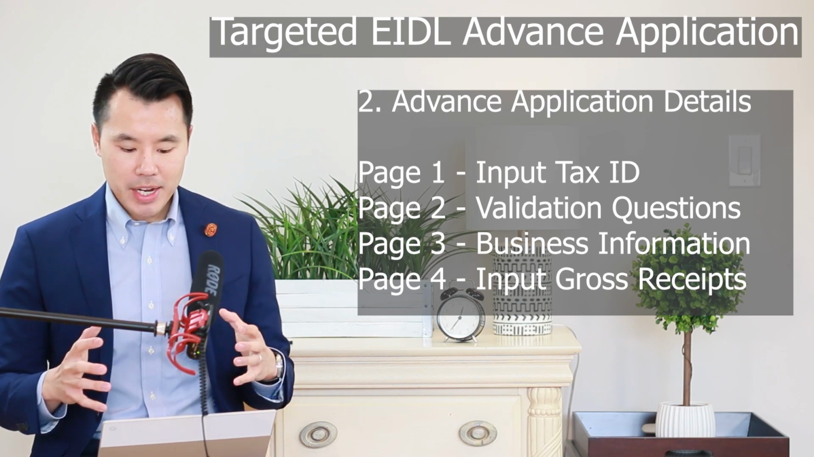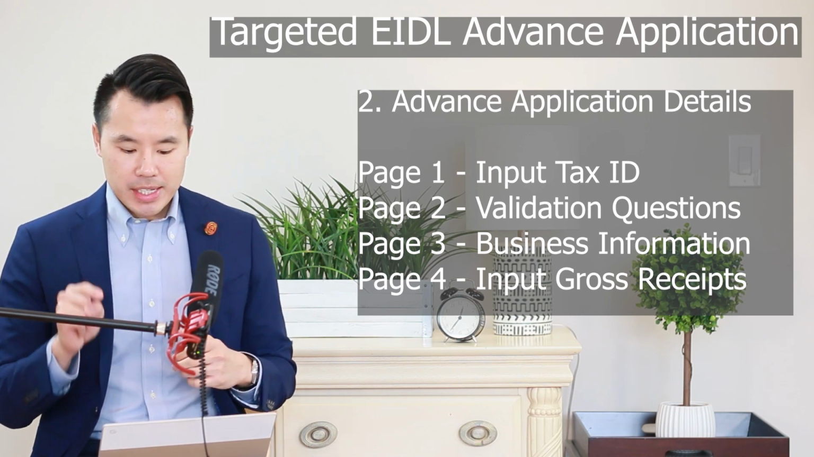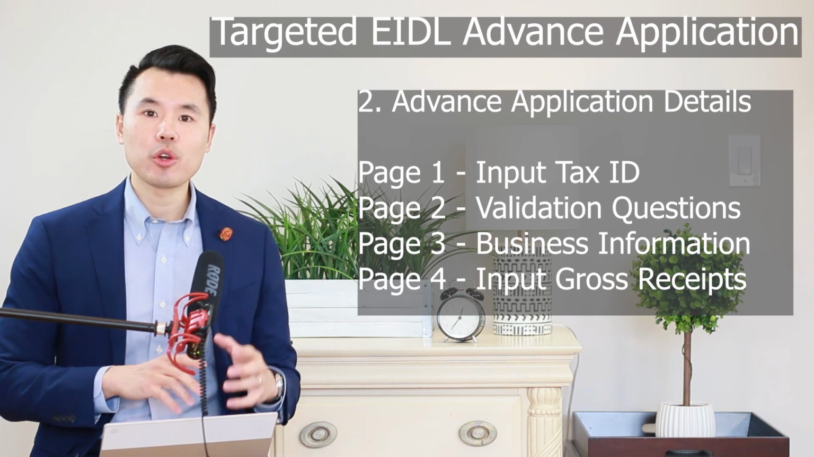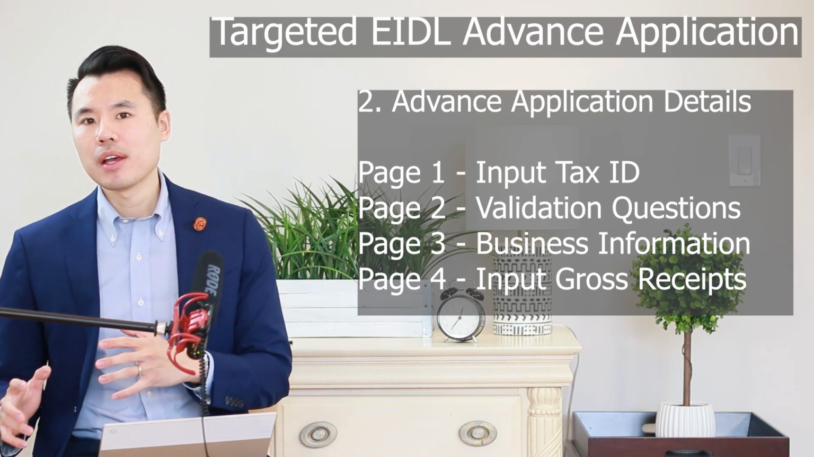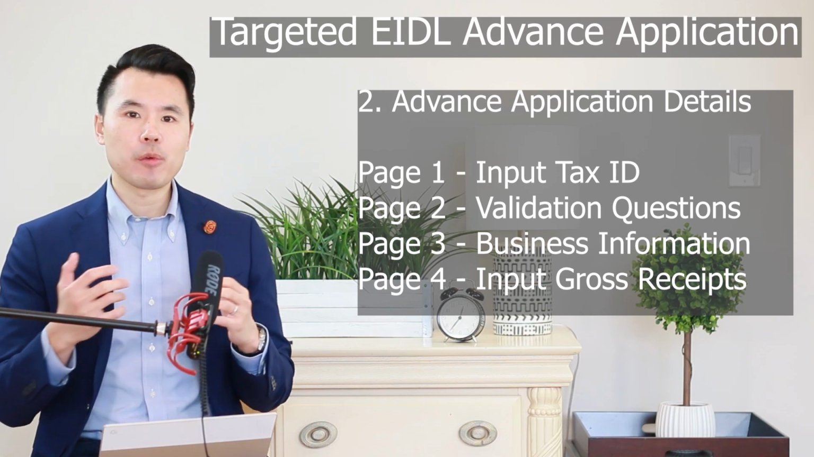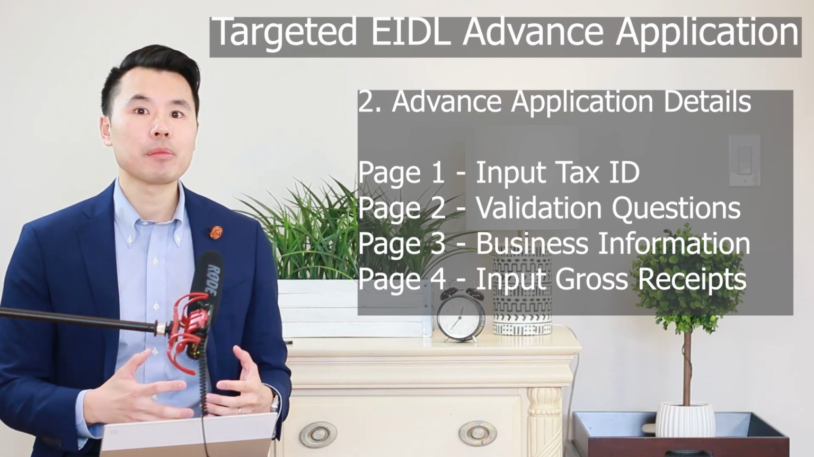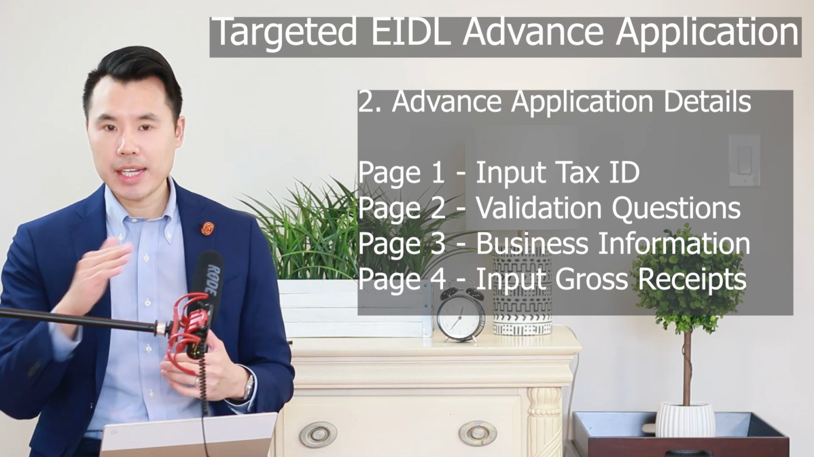Okay. The first page, once you press that green button, it's going to ask you to verify your EIN or your social security number, right? So for sole proprietors, independent contractors, it's going to ask you for a social security number. But for most business owners, you're going to have your tax ID number, your EIN. So you're going to input that to get to the next screen.